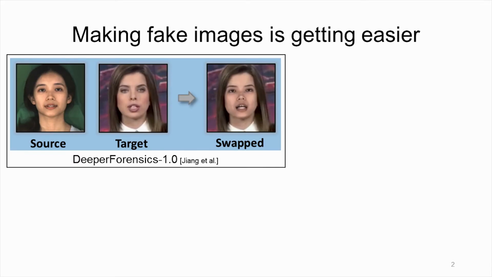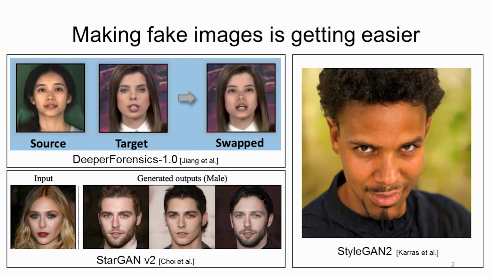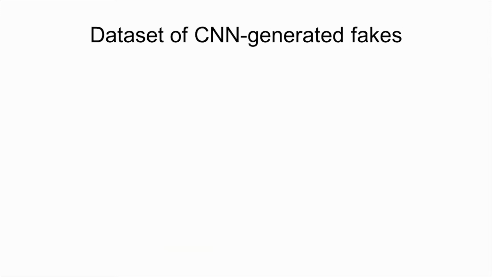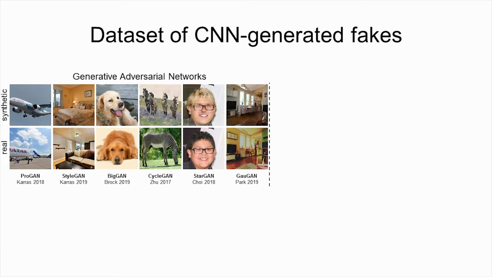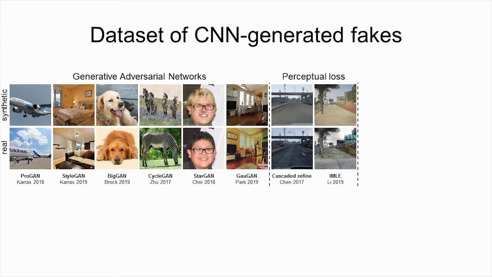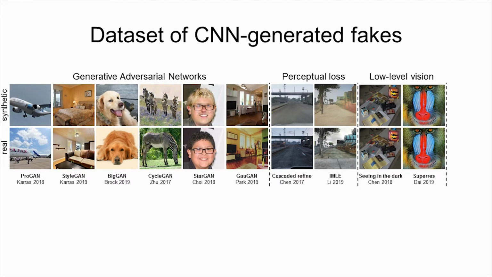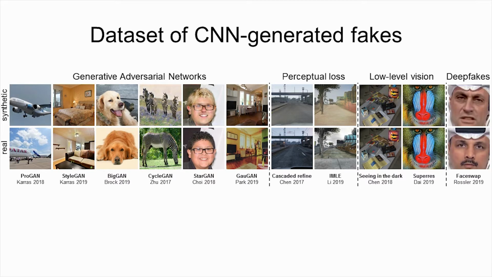For example, just in these proceedings, we have methods to swap faces, change attributes, or even generate completely new faces. Besides generating fake faces, CNNs can also be used for a lot of other image synthesis tasks. Here, we collected a dataset of CNN-generated images across a number of different methods. The dataset includes state-of-the-art GANs that generate various objects or transfer image domains and styles, image translation models that are trained only with perceptual losses, CNN-based models for low-level vision tasks including super resolution and low-light imaging, and finally DeepFakes.